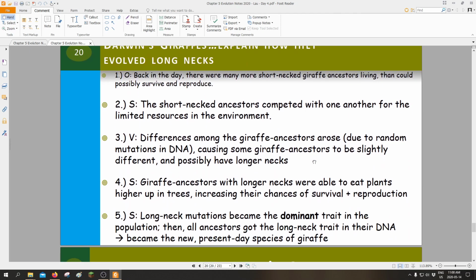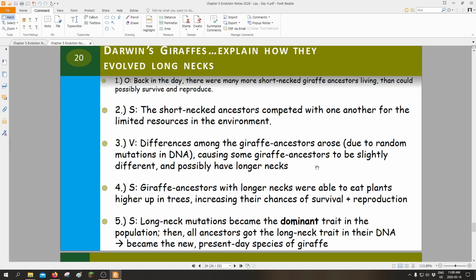Here we go. So back in the day, many more short-necked giraffe ancestors were living than could possibly survive and reproduce. Number 2, struggle for existence. The short-necked ancestors competed with one another for the limited resources in the environment. Number 3, variation. Because of the differences among the giraffe ancestors, because of random mutations, some giraffe ancestors were slightly different and they possibly had longer necks.